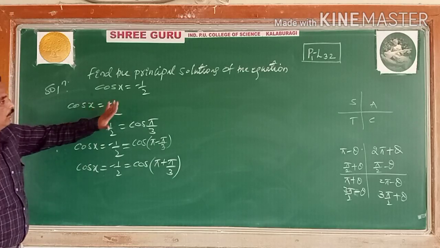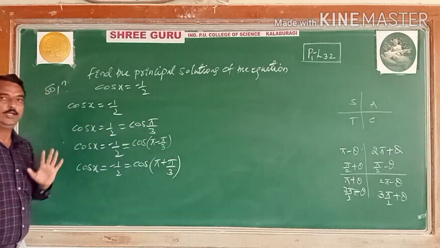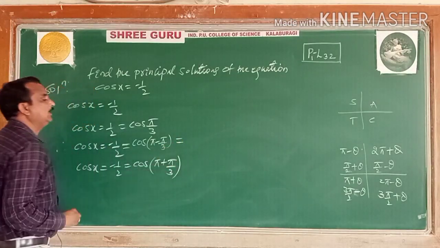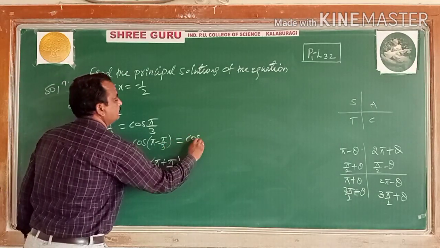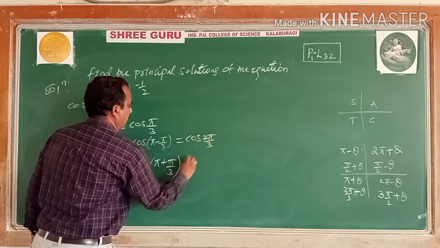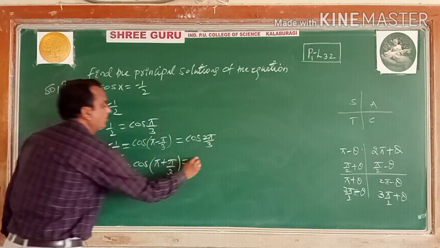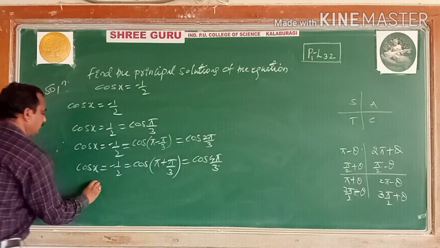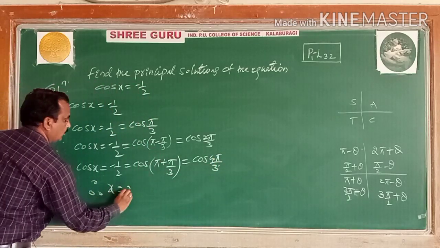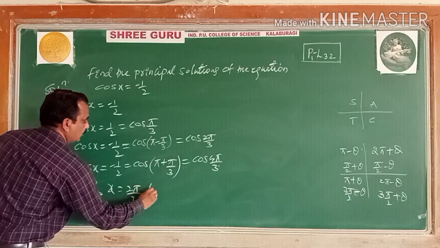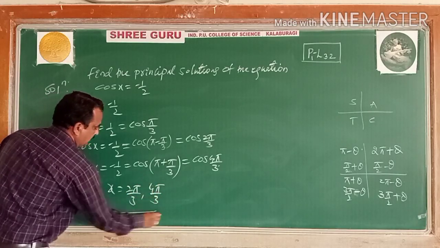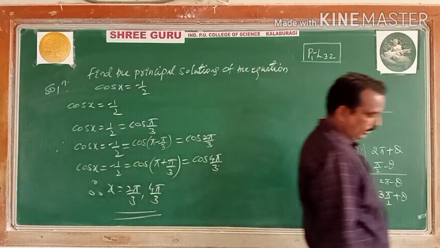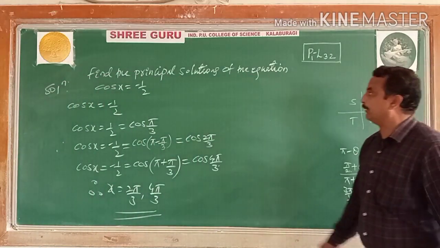If it is negative, you should go according to the function, where it is negative and where it is positive. Simplify this one: 3 pi minus pi, 2 pi by 3, and 3 pi plus pi, 4 pi by 3. So therefore, x equal to 2 pi by 3, 4 pi by 3. These two are the principal solutions of the given equation.